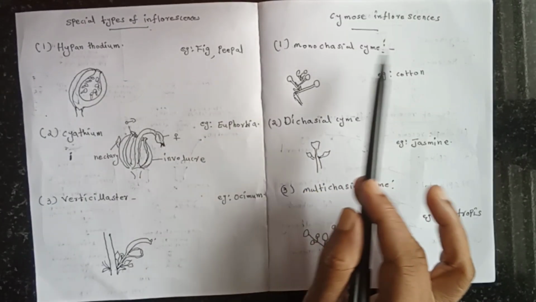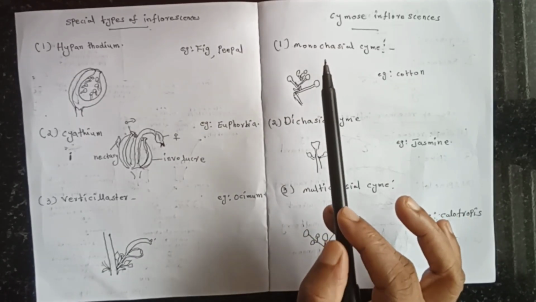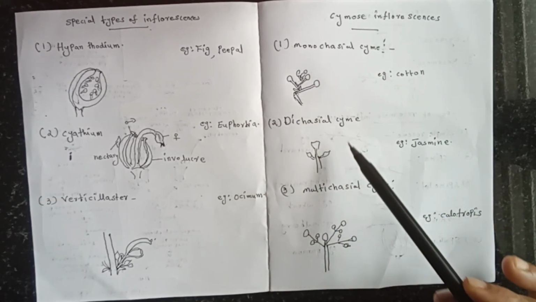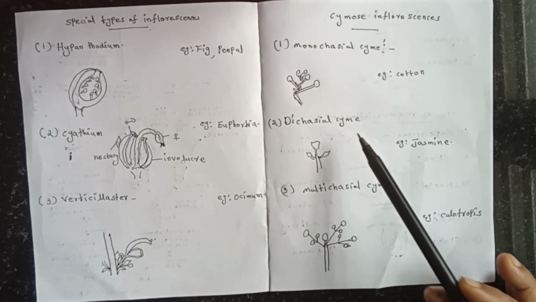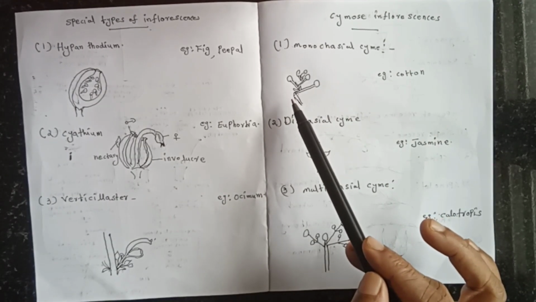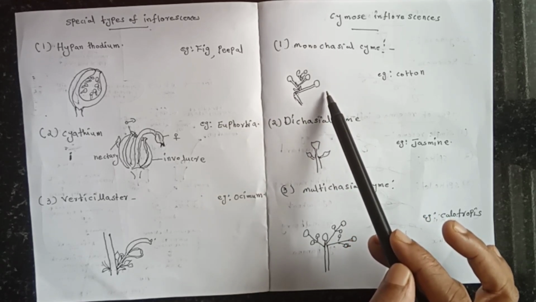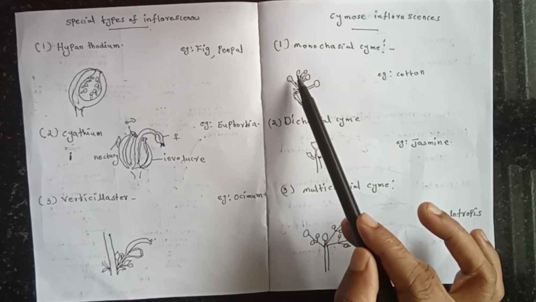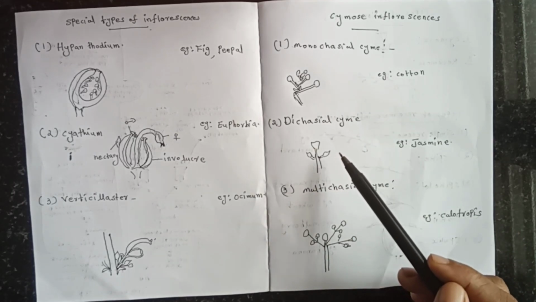We already discussed the different types of racemose inflorescences. Then the cymose inflorescences. There are mainly three types of cymose inflorescences: one, monochasial cyme, two, dichasial cyme, and three, multichasial cyme. In monochasial cyme, the main axis ends in a flower. One lateral branch comes from one side and ends in a flower. Example, cotton.